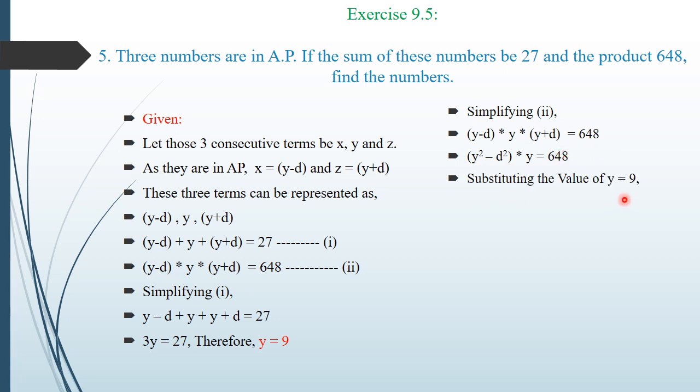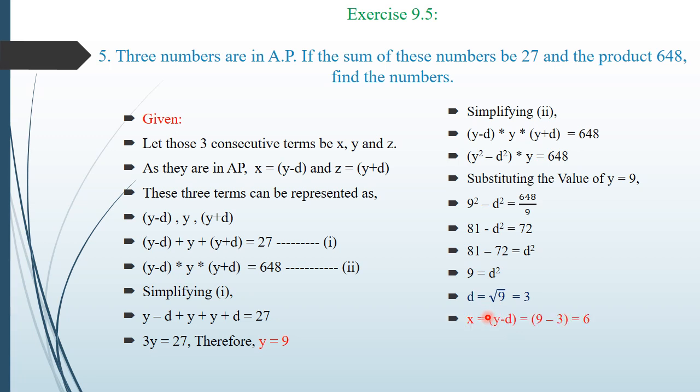Now I'll substitute y is equal to 9 in this. Therefore, I'll be getting y square minus d square, that is 9 square minus d square is equal to 648 divided by this y. When I take it on the right side, it will come in the denominator. Therefore, 9 square is 81 minus d square as it is, and 648 divided by 9 is going to give me 72. When I simplify this, I'll take 72 on the left side and d square on the right side. Therefore, 81 minus 72 will give me d square, this is 9 is equal to d square. When I take the square root of 9, it is going to give me the answer as 3.